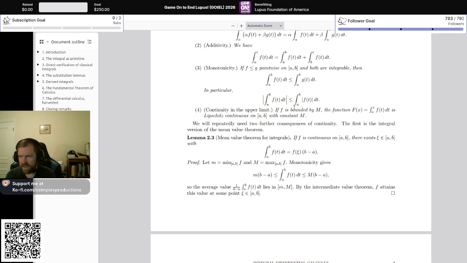Monotonicity gives that m times b minus a is less than or equal to the integral from a to b of f of t dt, which is less than or equal to capital M times b minus a. So the average value, 1 over b minus a times the integral from a to b of f of t dt, lies in little m to big M. By the intermediate value theorem, f attains this value at some point c within a to b.